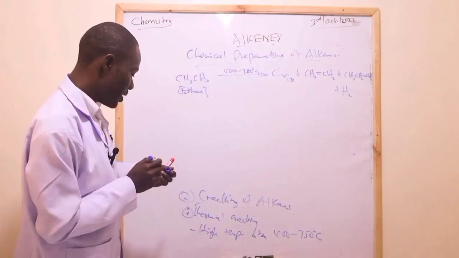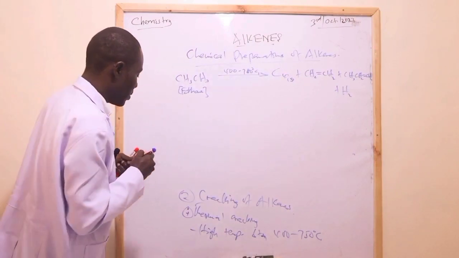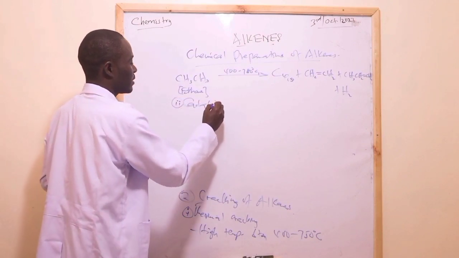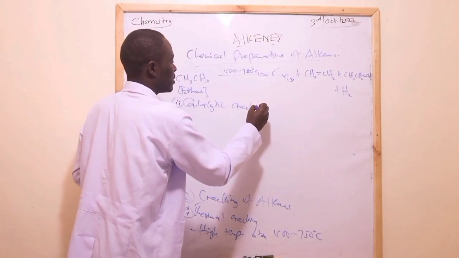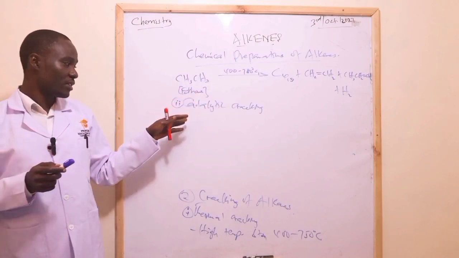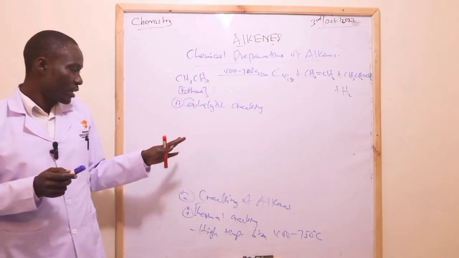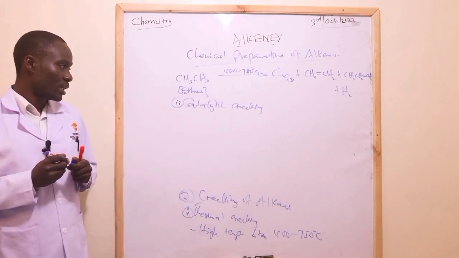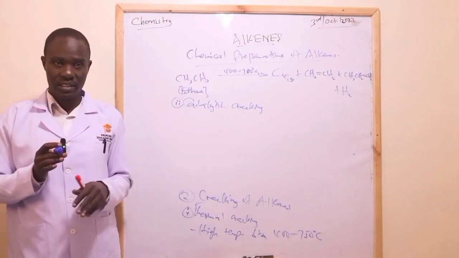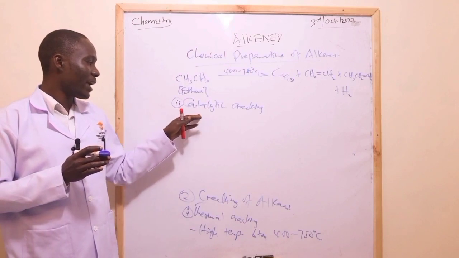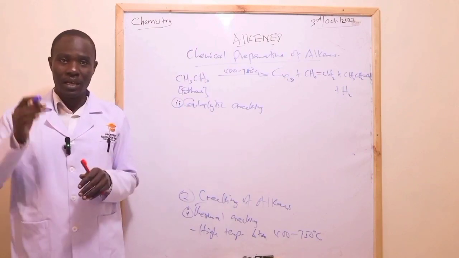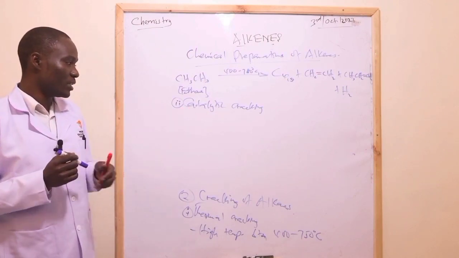Now, number two, another way in which cracking of alkanes can be done is by what we call catalytic cracking. Catalytic cracking comes from the word catalyst. So in this case, it implies that in this cracking method, a catalyst will be used. And of course, not only a catalyst, but also some amount of heat energy, and also some pressure needs to be included here.